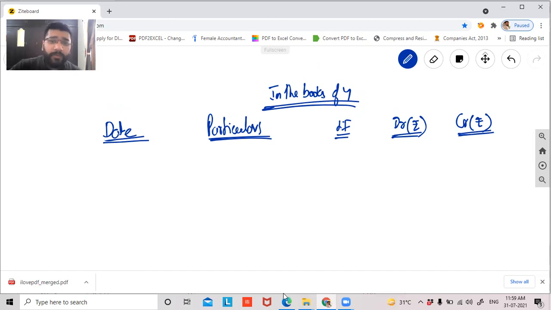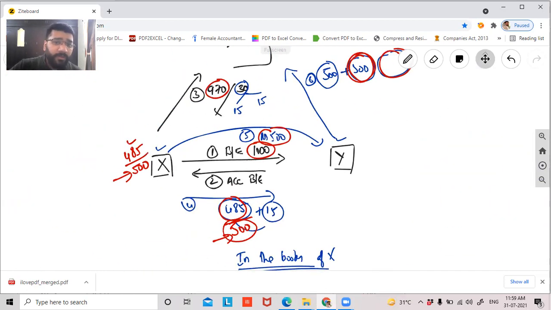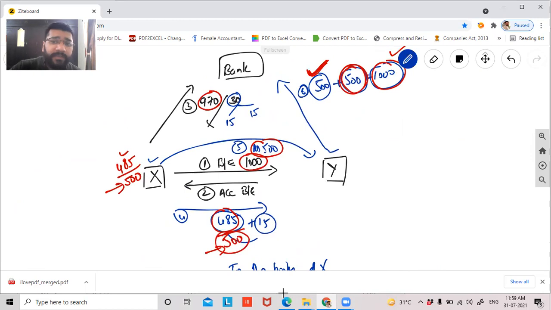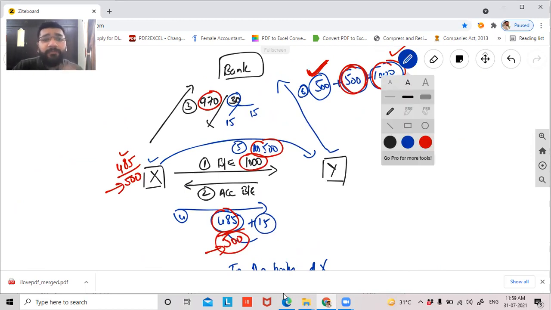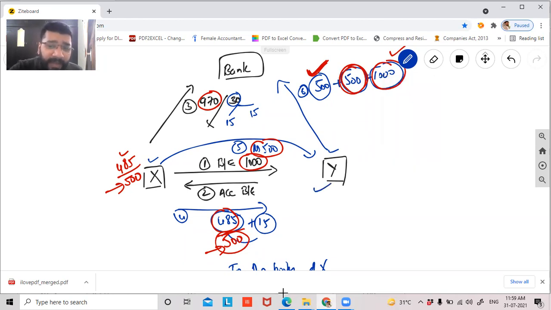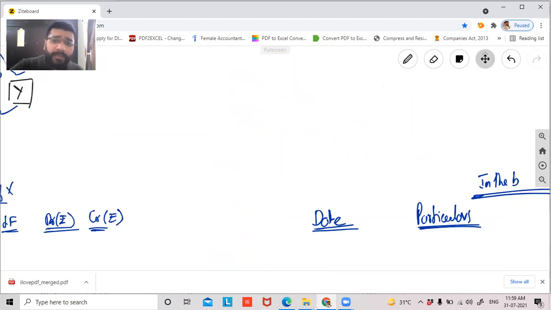Now guys, tell me one thing. If I come back to this diagram, what is the first transaction? When will Y have to record in his books of accounts? X is sending the bill to Y. So upon receiving the bill, will Y record any entry? No, sir. Y will record the entry when he gives his acceptance on the bill. So at this stage, Y will record. Tell me guys, what will be the journal entry?